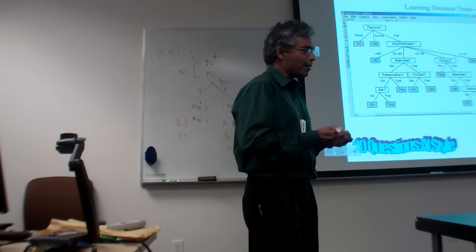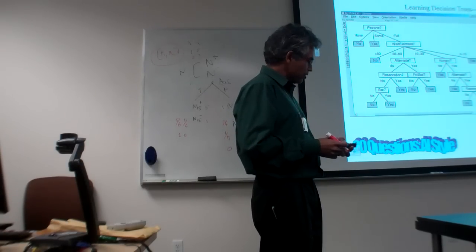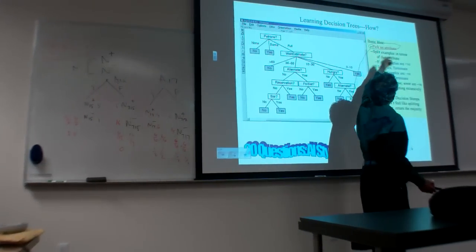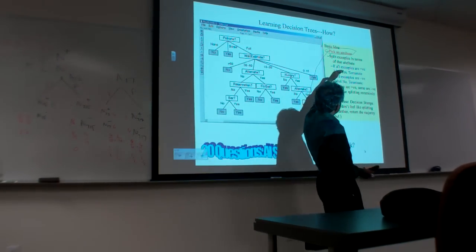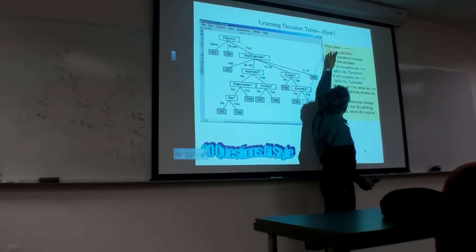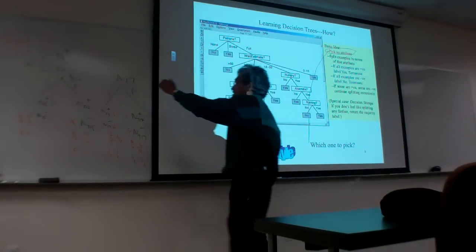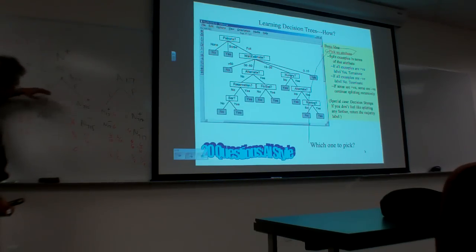This is captured by the notion of entropy. Okay? So we go to the next. Basically all we are saying here is you want to pick an attribute and split the examples in terms of that attribute. Suppose you already decided which attribute to pick. Then you have to split the examples in terms of this attribute.